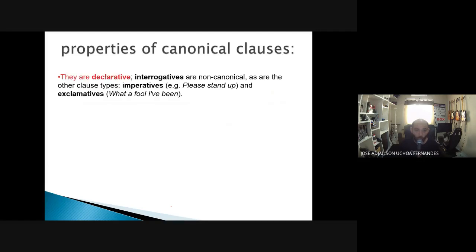So what we are going to see now is a summary of what we have been discussing. Canonical clauses are declarative. It's the same as saying what we classically know from textbooks as affirmatives, but it's a more precise term. They are declarative. Interrogatives are non-canonical, as are the other clause types like imperatives and exclamatives. Imperatives like please stand up are non-canonical. But if I say I want you to stand up, now it's canonical. Stand up commands, imperatives are non-canonical, but we can change them into canonical structures. Exclamatives, the same way, because we have some kind of word inversion. What a fool I have been. You can turn it into a more natural structure. I have been a fool.